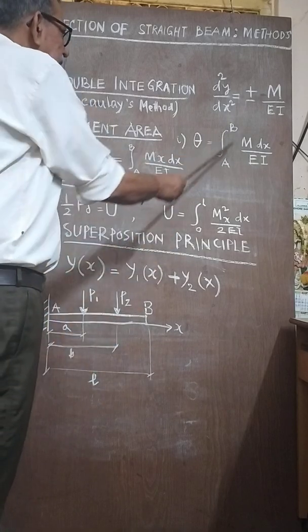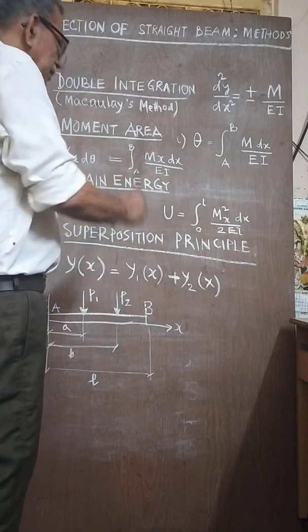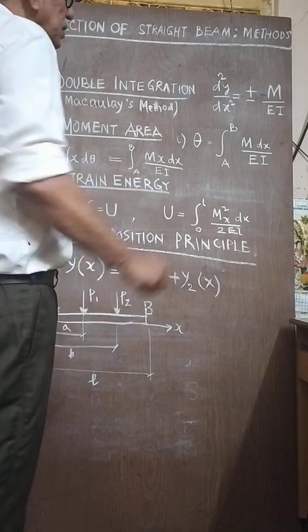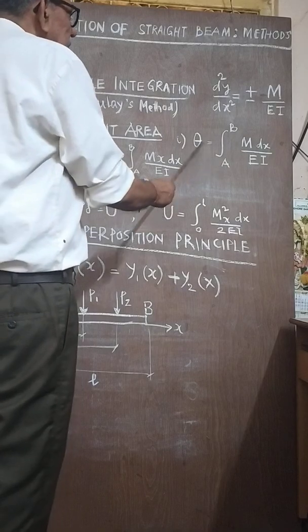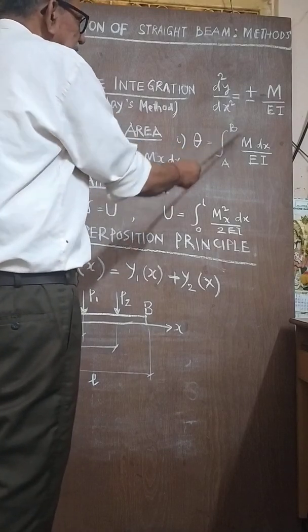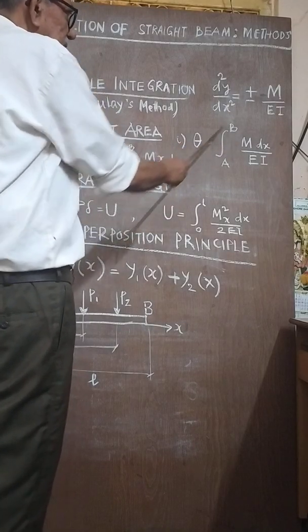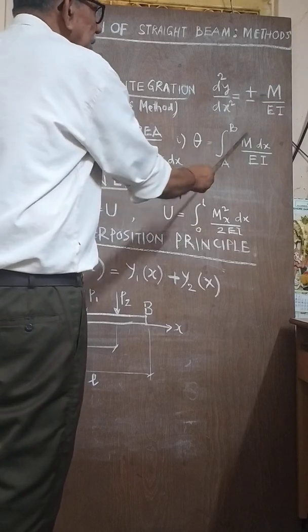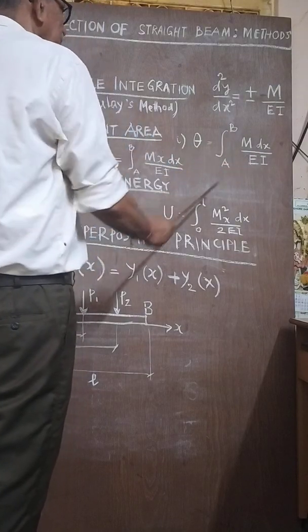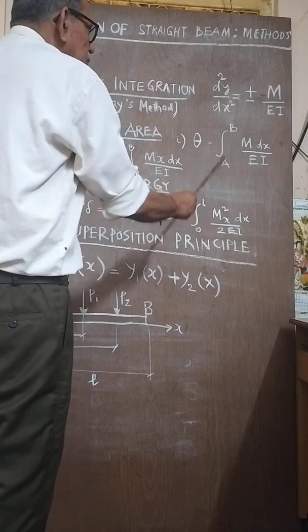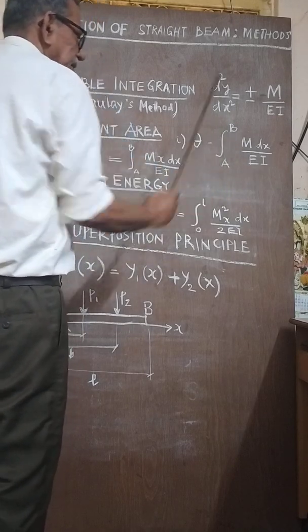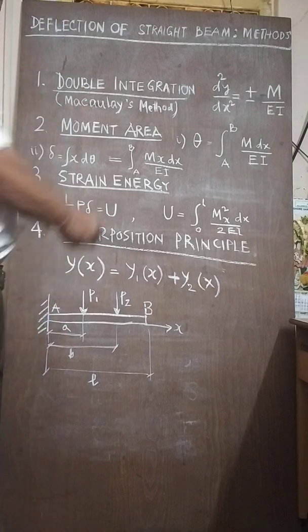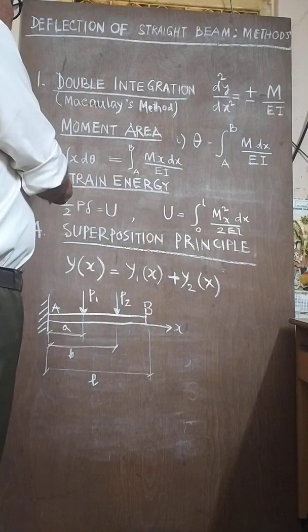The angle theta between the tangents at B and A on the deflection curve, or the elastic curve, is the area of the moment curve between the two points A and B, divided by EI. This is the first theorem. The second theorem says the deflection.